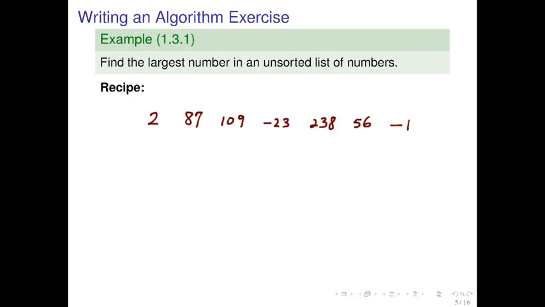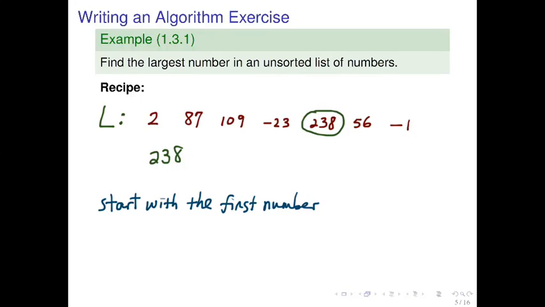In this example, you're asked to find the largest number in an assorted list of numbers. So, for example, looking at the list of those 7 numbers, your goal is to find the largest number in the list, which in this case is the number 238. So your input is a list of numbers, which I'm going to call L, and your output is going to be that number 238.